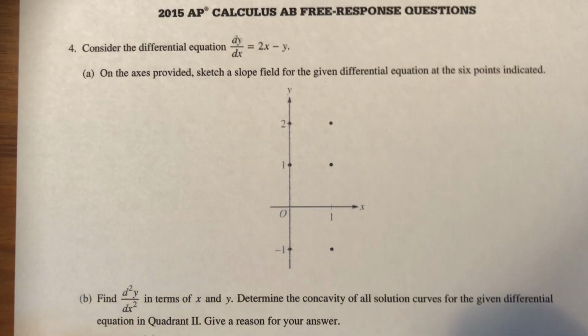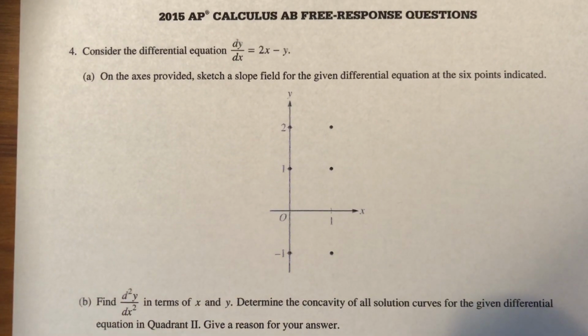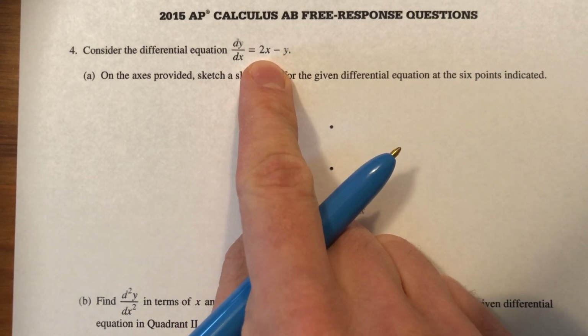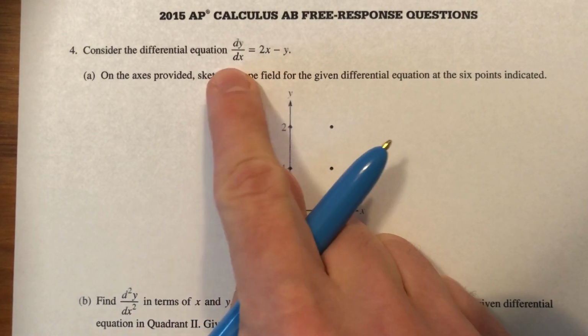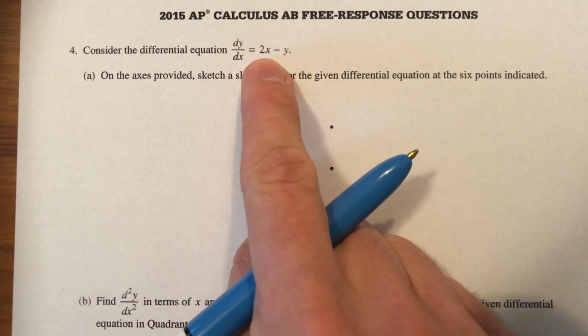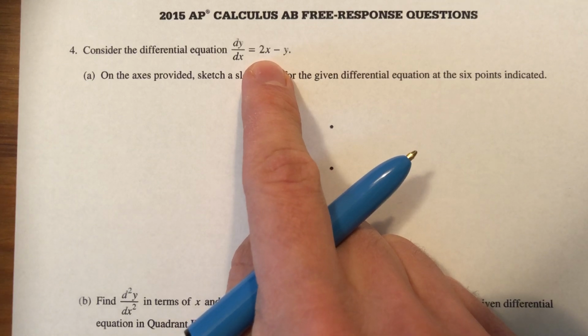Let's work on number 4 from the 2015 AP Calculus AB free response questions. We're going to consider that differential equation. When you look at it, your first thought might be, well, let's separate the variables. Let's stop. They didn't ask us to do that, and they actually won't, because you can't separate the variables using the conventional methods that we've been doing.